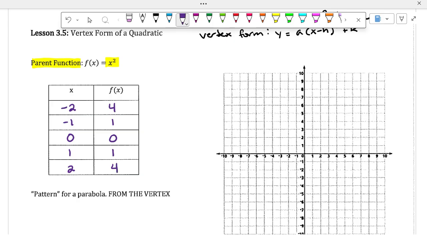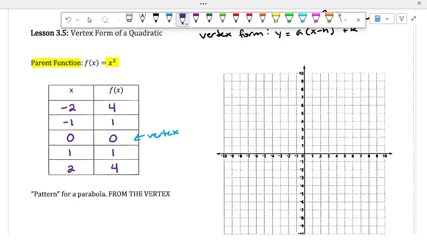So before I even graph this, where's my vertex? Someone has not talked yet today. Where's my vertex? It's at 0, 0. How do you know it's at 0, 0? How do you know 0, 0 is my vertex? Because it's where, first off, it doesn't repeat, but it's also where the other y values start to repeat after it. All right. So it goes 4, 1, 0, and then after 0 goes 1, 4. So the y values start repeating again.